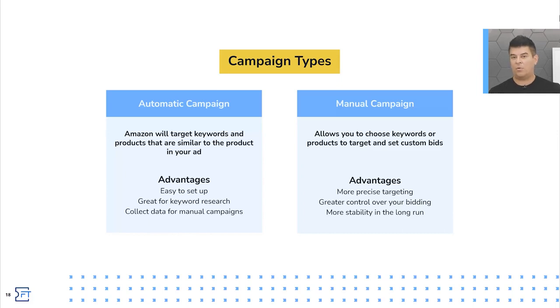You're going to have greater control over that bidding process versus the auto campaign, where you're not really as in control of the bid prices. And you're going to have more stability in the long run than with the auto campaigns. So typically, a lot of sellers like to use the auto campaigns just in maybe the first month or two to collect that data. And then once they have it, they filter all of that into their manual campaigns so they can have that greater control.